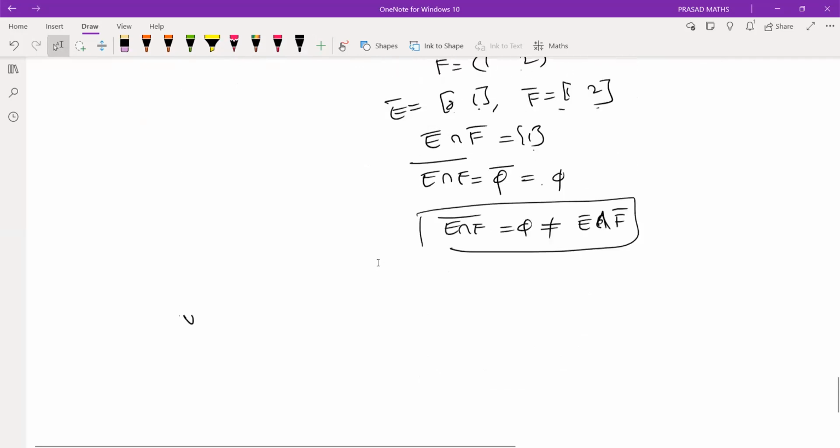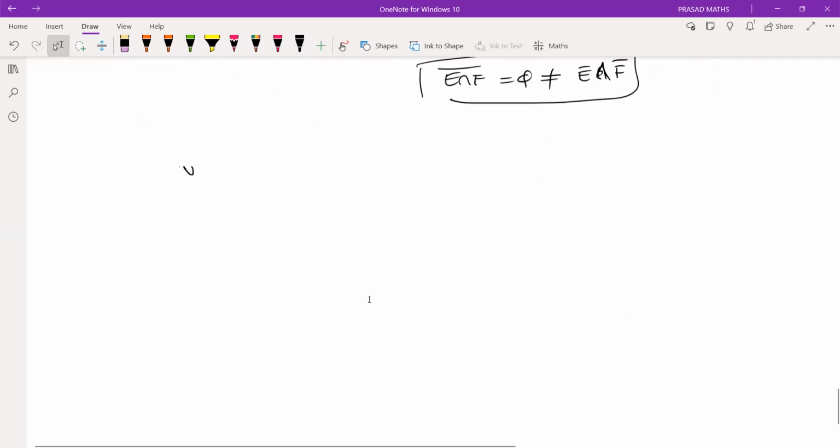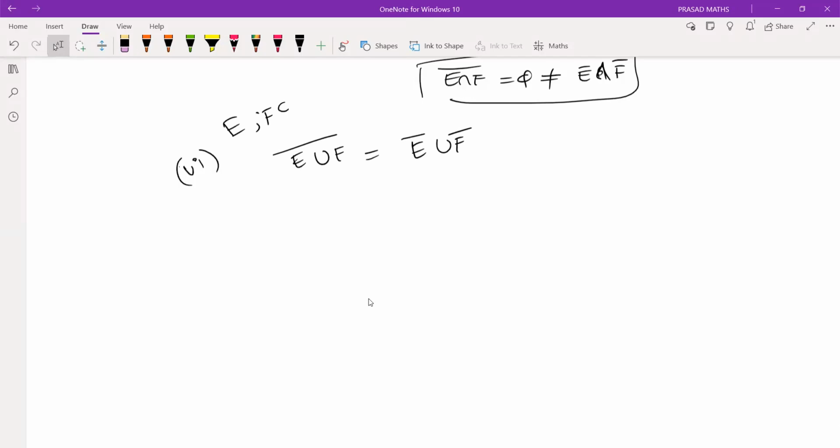Property number 6. The closure of E union F is nothing but E closure union F closure, whenever E and F are subsets of X. Right? This is also an important property. You can check it straight away by the definition. But again, my notice is that this is true for only finite collections, but not infinite collections.